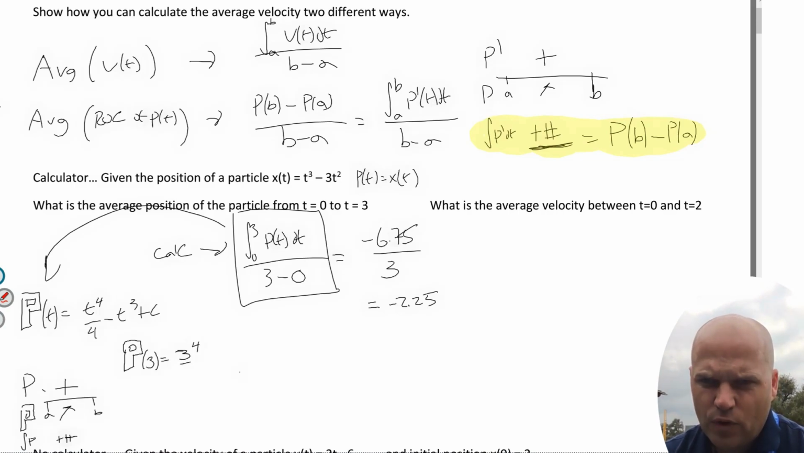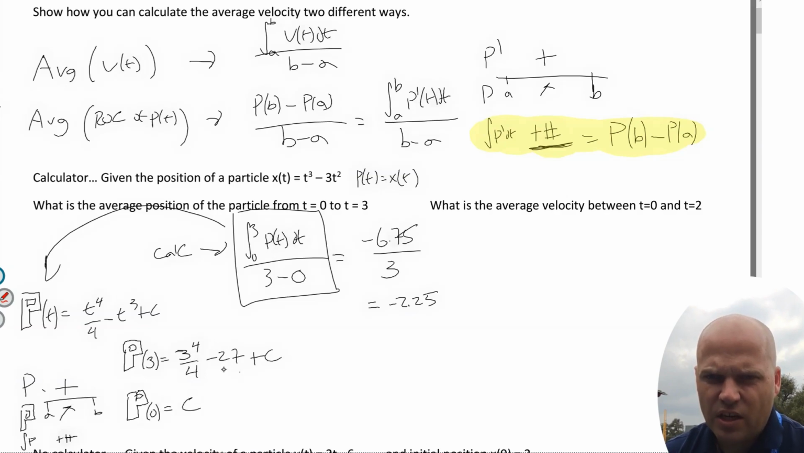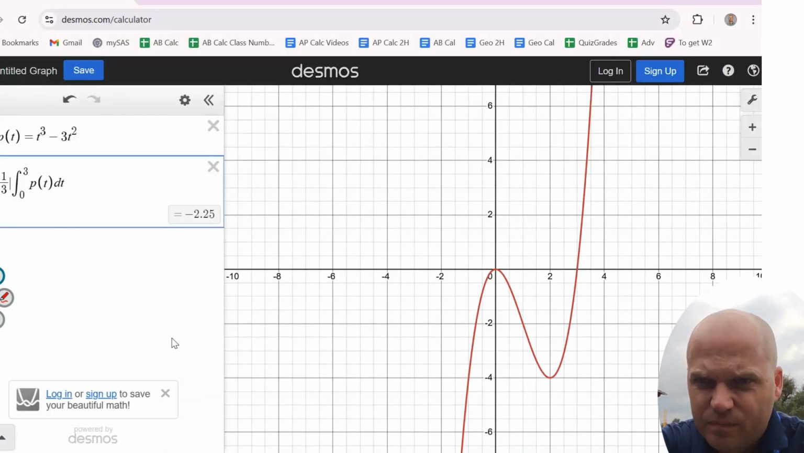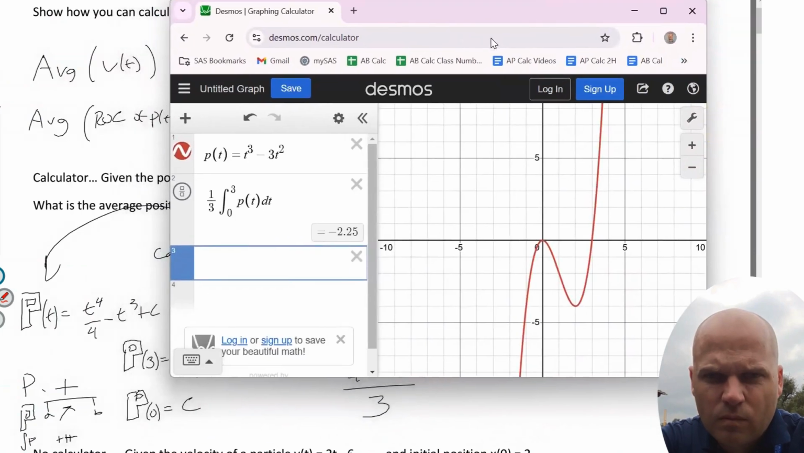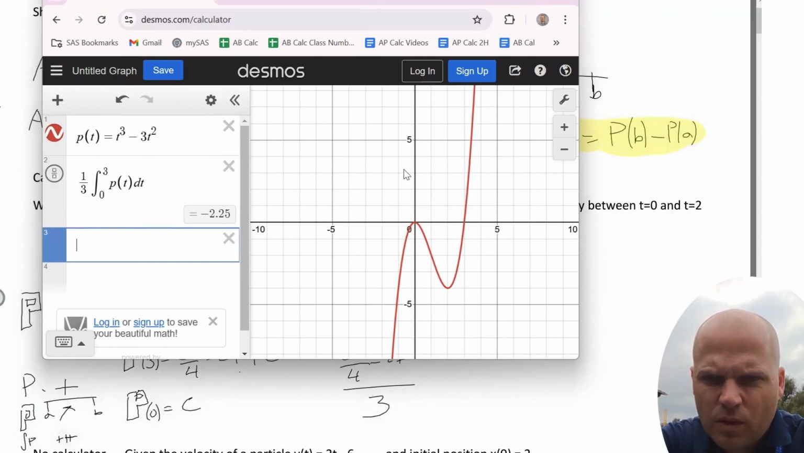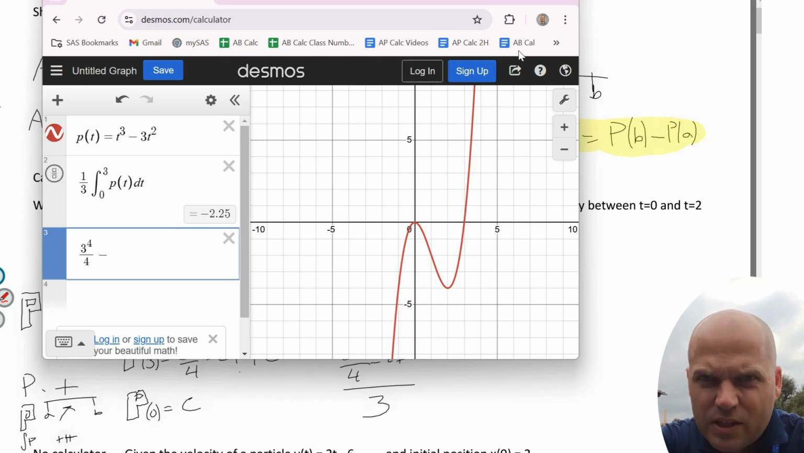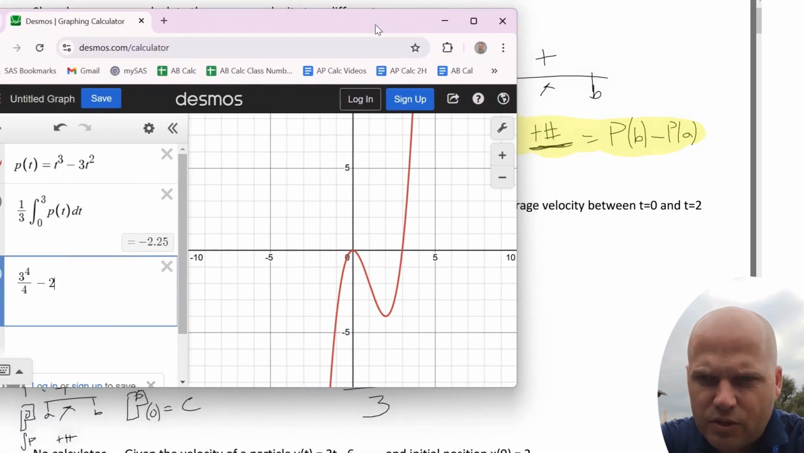I get 3 to the 4th over 4 minus 27 plus c. The antiderivative at 0 is c. If I subtract these, I just get that divided by 3, and I bet you that's negative 2.25. Three to the 4th over 4 minus 27, and there you go. There's your displacement.